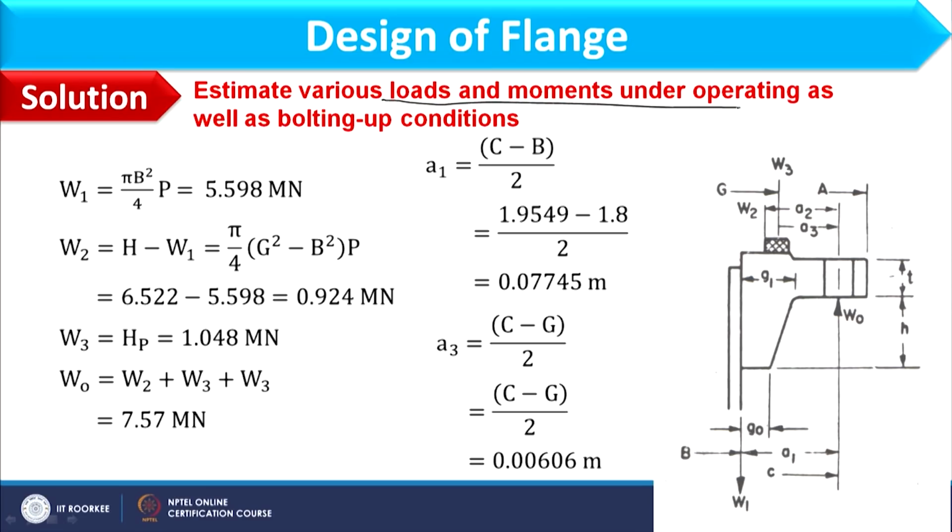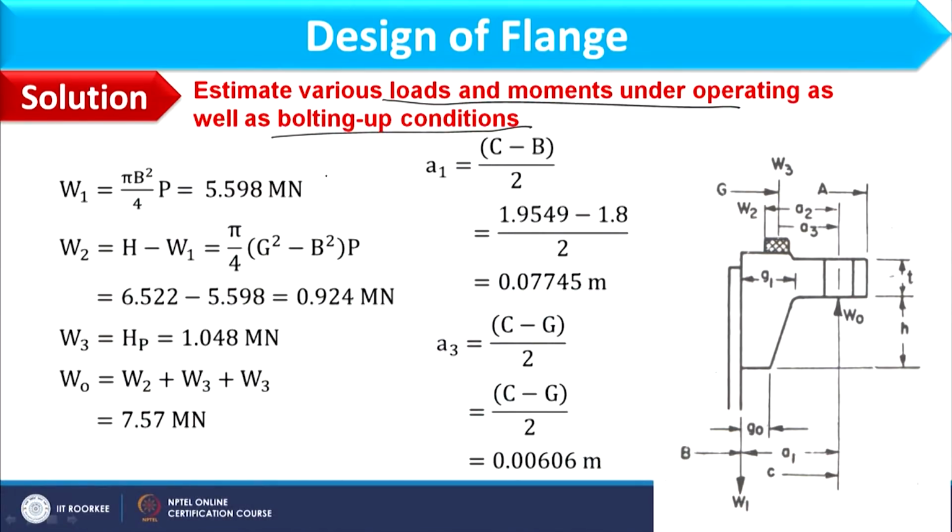And next, I have to estimate the load and moment under operating as well as bolting up condition, because now I have to calculate the thickness of flange. So, let us focus on operating condition and then we will move to bolting up condition. For operating condition, we have 3 loads W1, W2, W3, and you can find that W1 is pi B square by 4 into P, which comes out as this. W2 you can have as 0.924 and W3 is 1.048. So, considering all these loads, we can have a total load of 7.57 mega Newton. This load you can also observe while computing the bolting area.